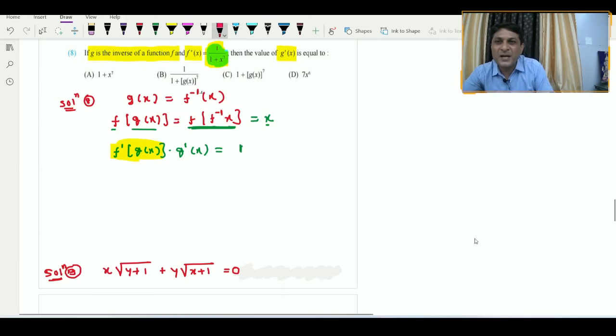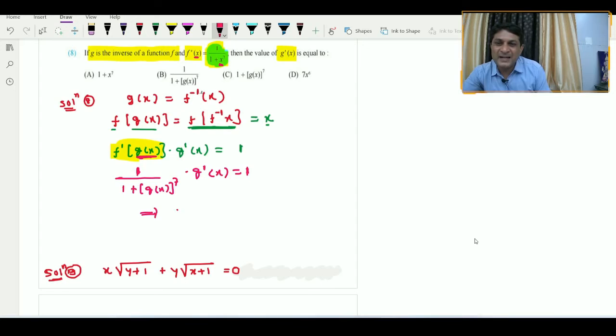So observe here what we are doing. Here x gets replaced by what? By g of x. So on this side also x will be replaced by g of x. So the value of f dash of g of x is 1 upon 1 plus g of x raised to power 7, into g dash of x. Keep it as it is. On this side 1 also as it is.